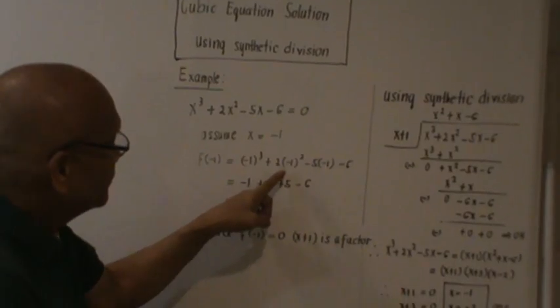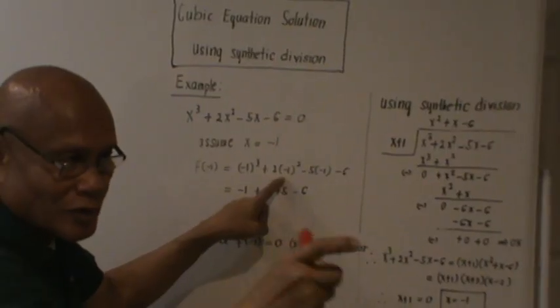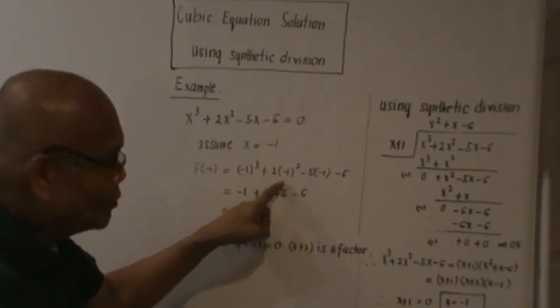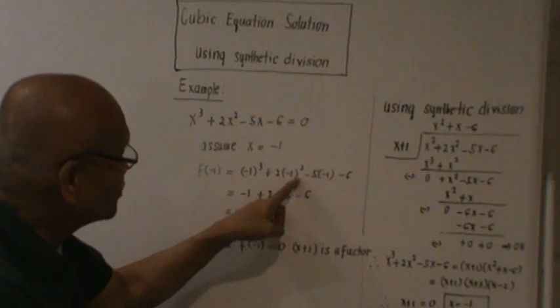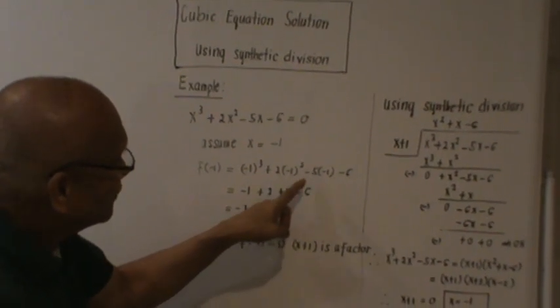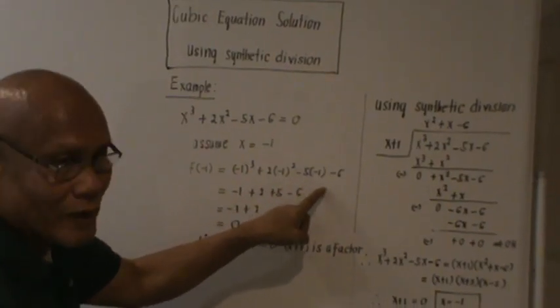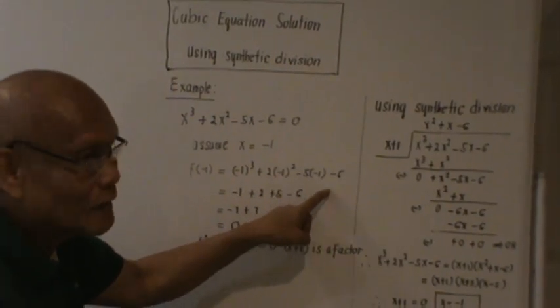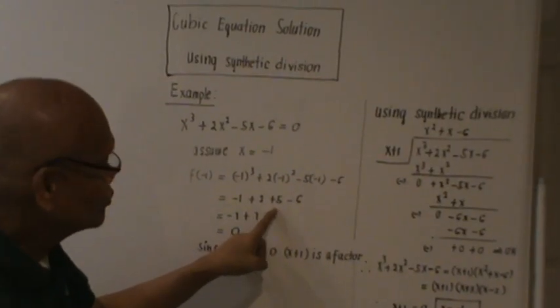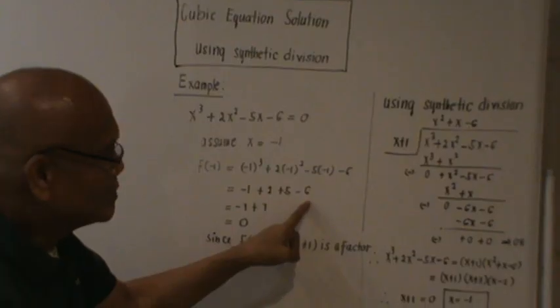Okay. Negative 1 squared, negative 1 times negative 1, will be a plus 1. So 2 times plus 1 will be 2. And the next operation will be negative 5 times negative 1. A negative and a negative will become a positive, so that will be plus 5. This is a pure constant, minus 6.